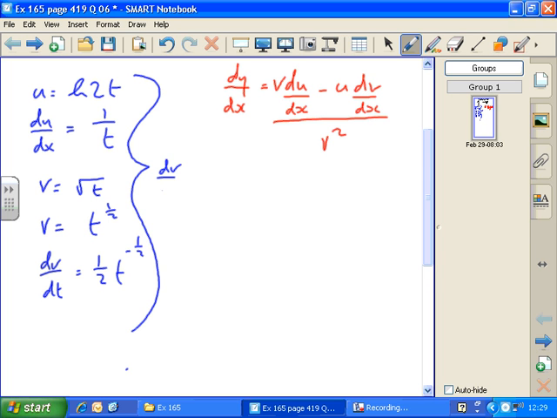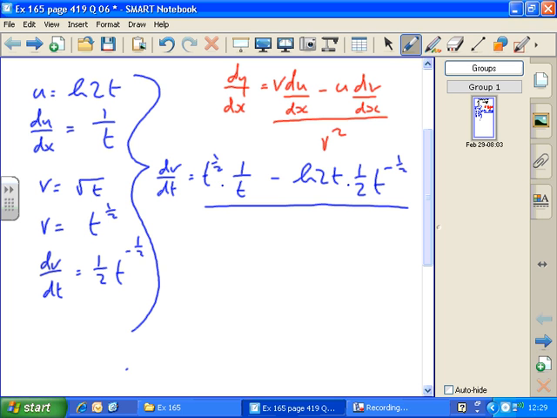So dy by dt equals v, which is the square root of t, or t to the half, times the differential of u, which is 1 over t, minus u, which is log 2t, times the differential of v, which is a half t to the minus a half, all over v squared, and v is t to the half, so it's t to the half squared. Have a go, see if you can go from there by pausing.